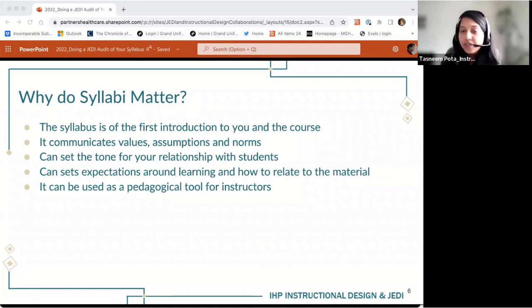It is the first introduction to your course. It's a communication device, a learning tool. It can set the tone for the relationship you have with your class, the expectations around learning, and how that will relate to the materials. It's an important guide that can reflect many teaching assumptions, values, and beliefs. So overall, it's a reflection of a course. With that concept, we're going to speak more about looking at the syllabus as a lens, but there are other pieces too. So next slide.